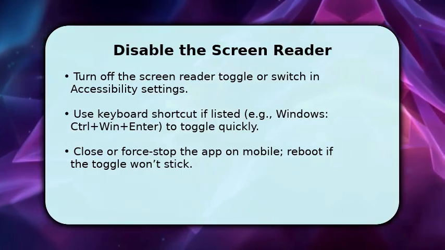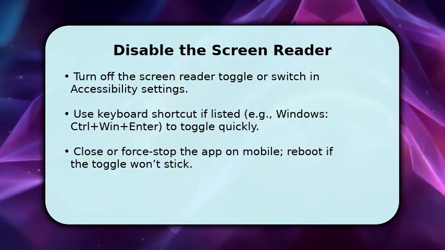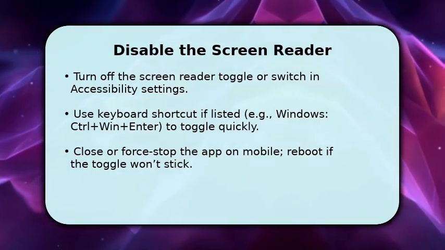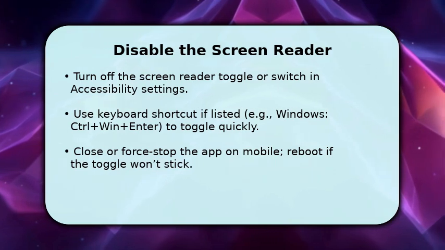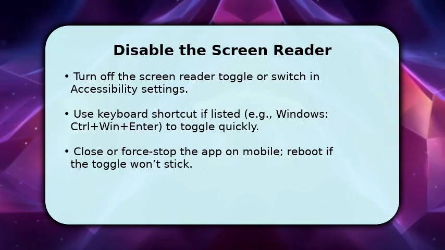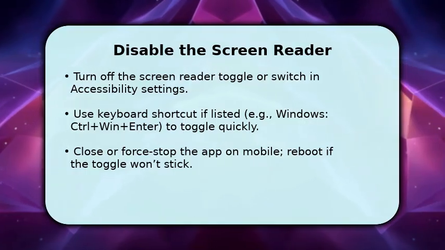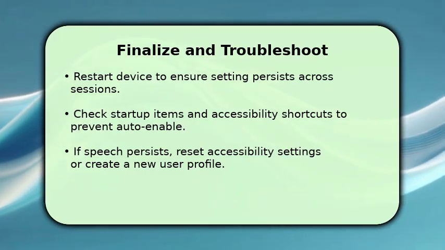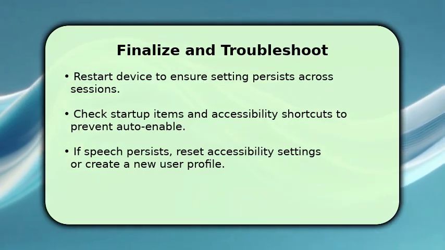Once done, check briefly that speech stops and menus behave normally. If the toggle re-enables, finish by restarting the device so the change persists across sessions. Many screen readers reinitialize on boot if not fully disabled. Then inspect startup items and any accessibility shortcuts so the feature won't auto-enable.